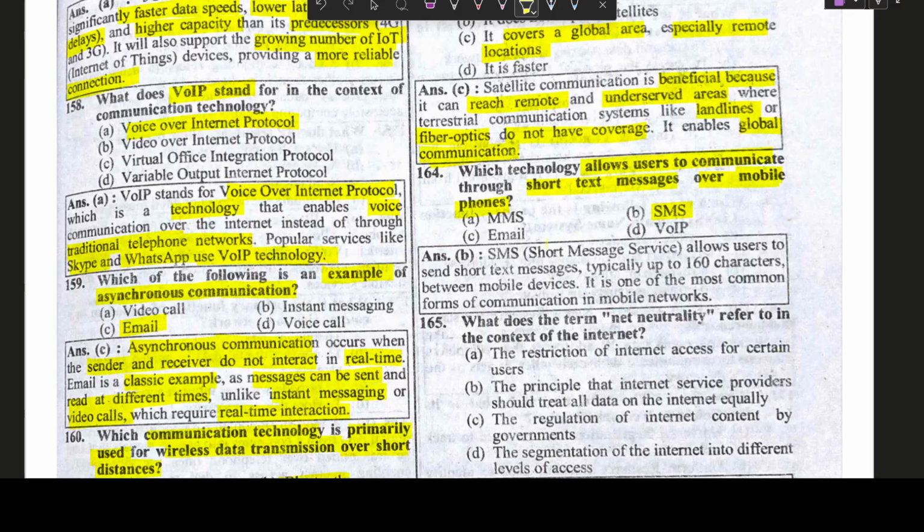So which technology allows users to communicate through short text messaging over mobile phones? SMS, the Short Message Service, allows users to send short text messages, typically of 160 characters, between mobile devices. It is one of the most common forms of communication in the mobile network.